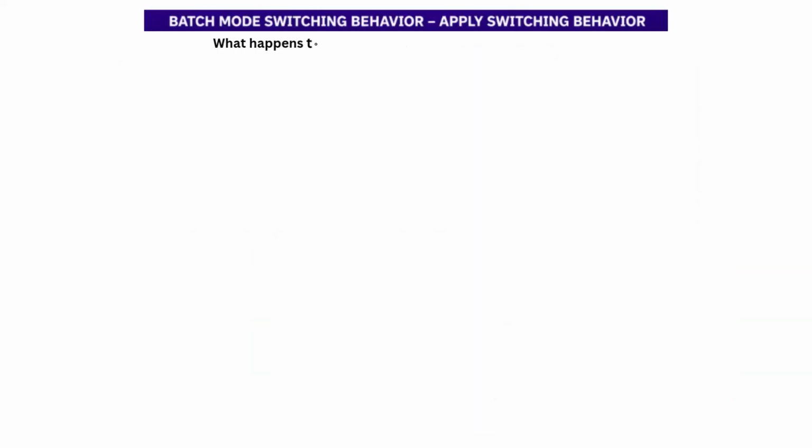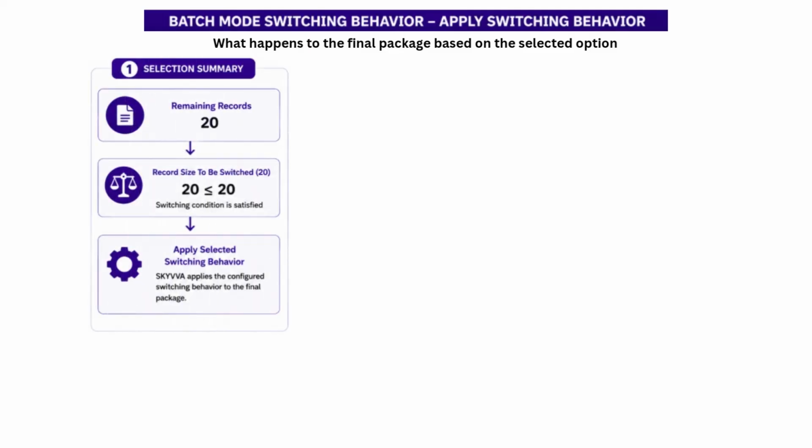Diagram 3. Apply batch mode switching behavior. This diagram explains how SKYVVA processes the final package after the switching condition has been reached. Start from Section 1. You can see the first step is evaluate the remaining records. After all full batches have been created, SKYVVA checks the remaining record count. In this example, 20 records remain to be processed.